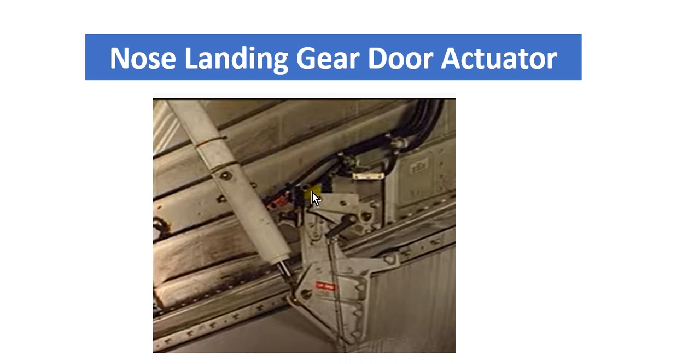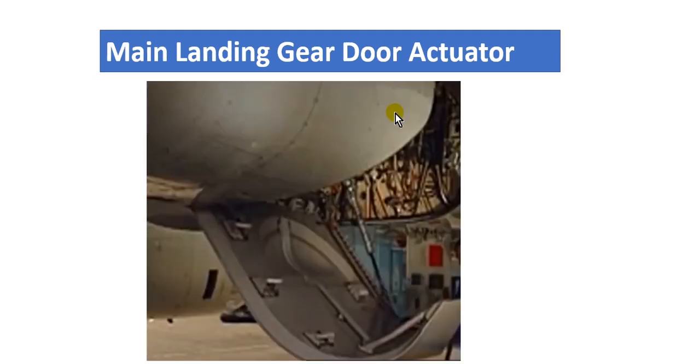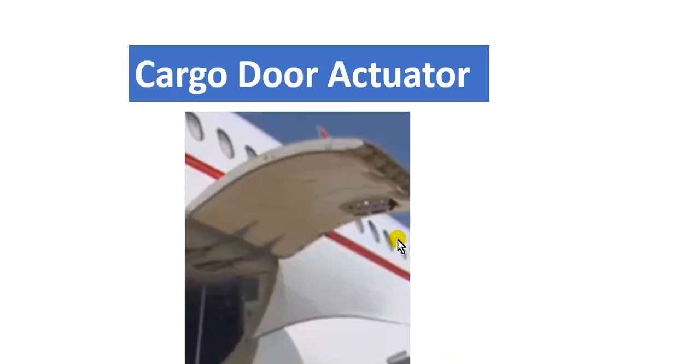Here, the door of the nose gear. Here, the actuator. Okay. Here, the main landing gear door actuator. Okay. Here, the cargo door. The cargo door, there are 2 actuators here. Check for leak. Okay.